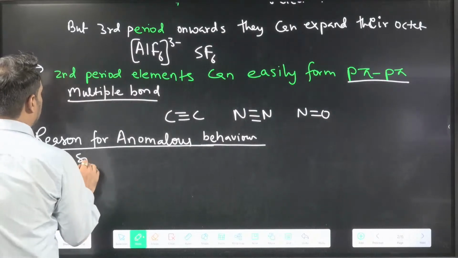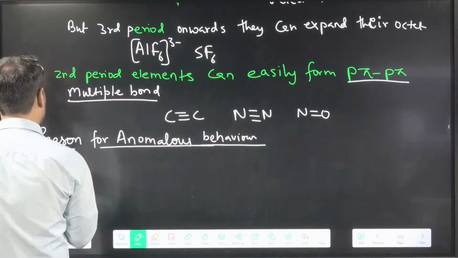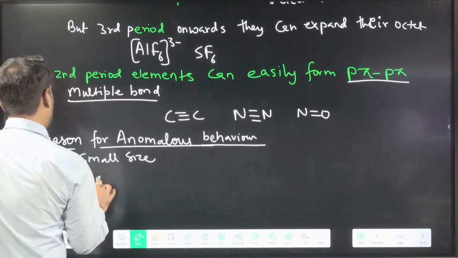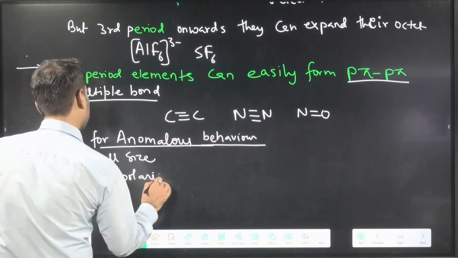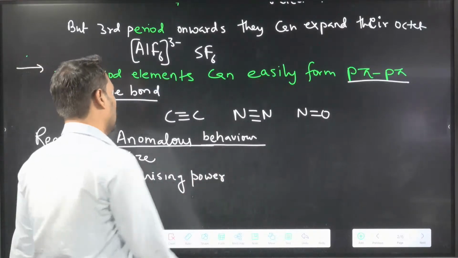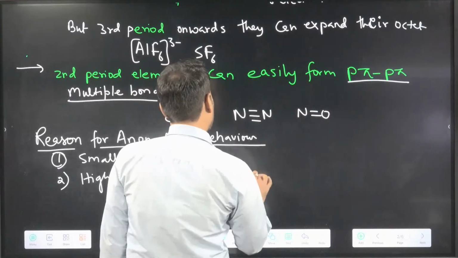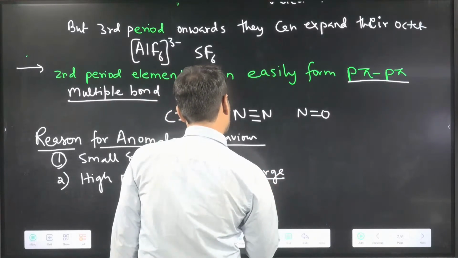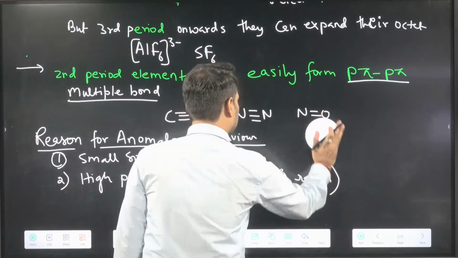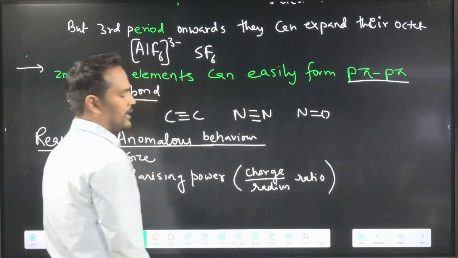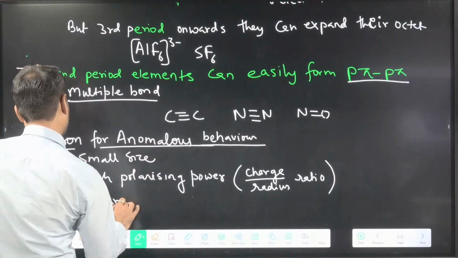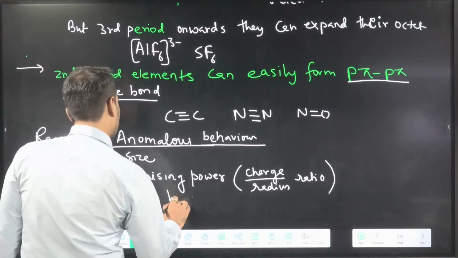So this is happening because second period elements are small in size. So first point, small size. Second point, we say high polarizing power. What is polarizing power? We understand this in Fajan's rule. You can also say this in another way, that is your charge to radius ratio. Charge to radius ratio is high. Third point, we can say comparatively high electronegativity.